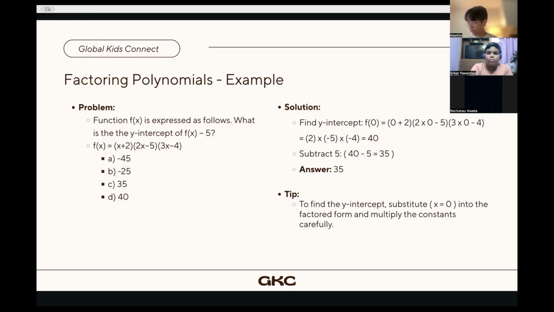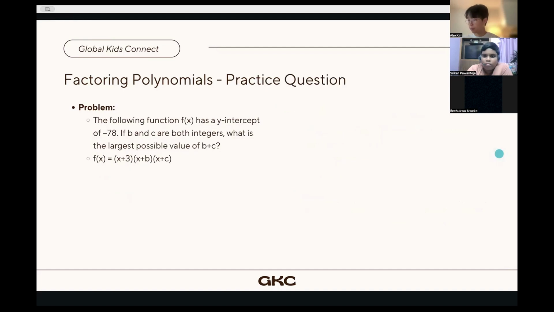Yeah, the solution is as is, and the tip is to find the y-intercept, substitute x equals 0 into the factor form, and multiply the constants carefully. And so, like we just did, always remember the y-intercept is when the x value is equal to 0.